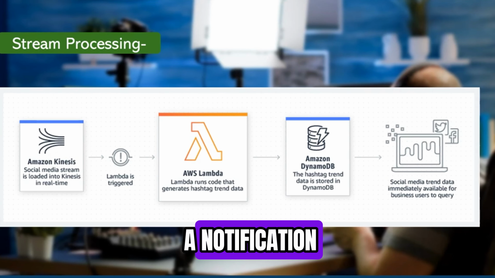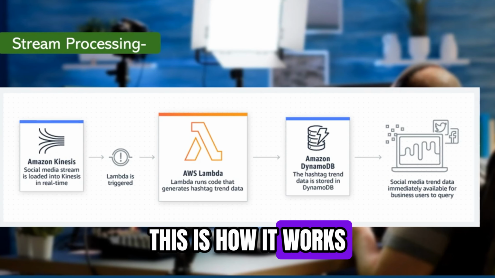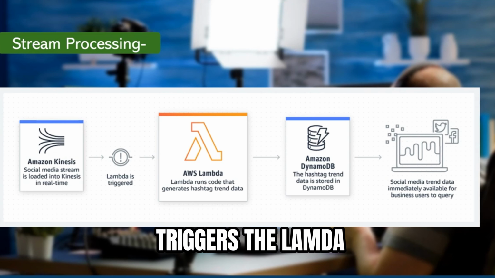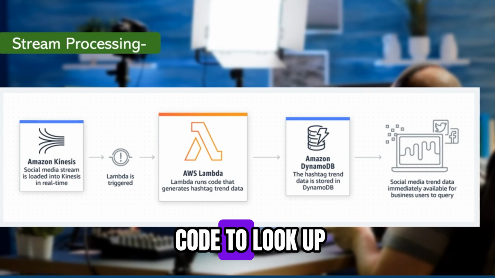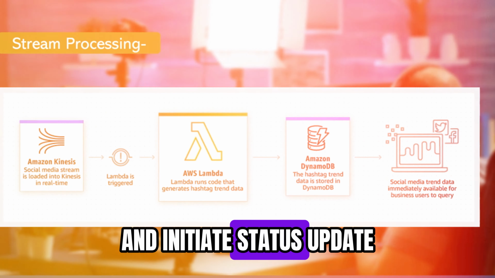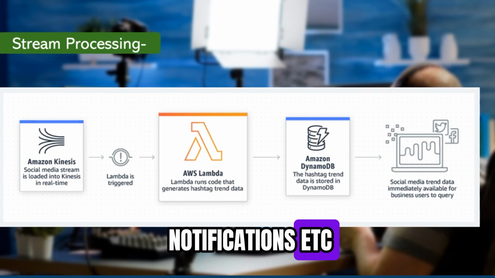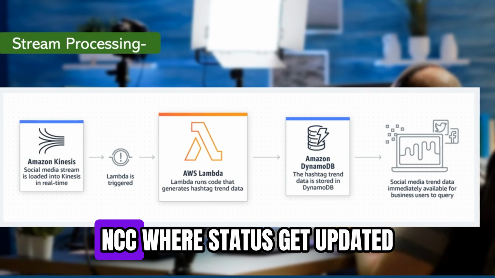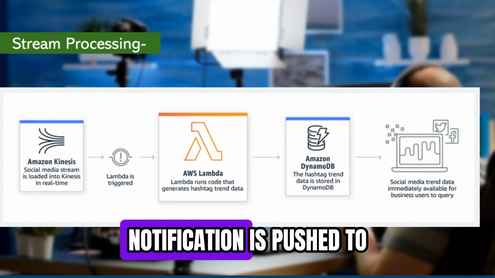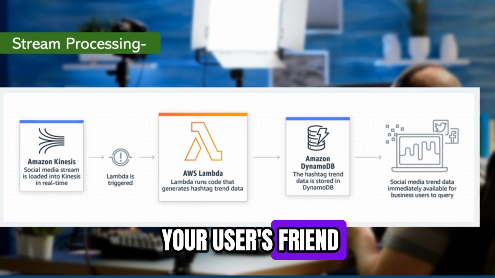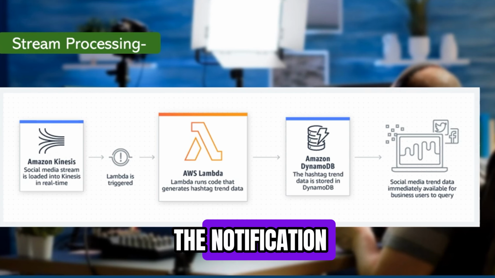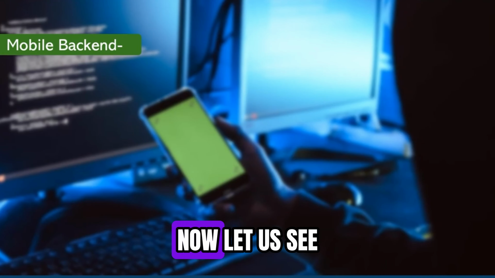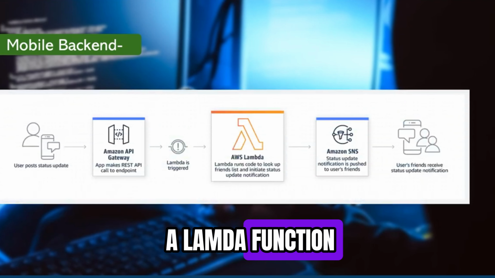Next one is mobile backend. Whenever a user gets a notification, this is how it works. They use Amazon API Gateway, which triggers the Lambda, where the Lambda runs the code to look up the friend list and initiate status update notifications, etc. Finally, after notifying, the Lambda stores it in Amazon DynamoDB, where the status gets updated and the notification is pushed to your user's friend. Then finally, you get the notification where you can see your friend's status on your mobile phone.